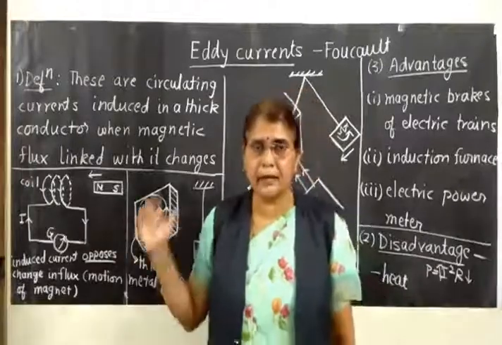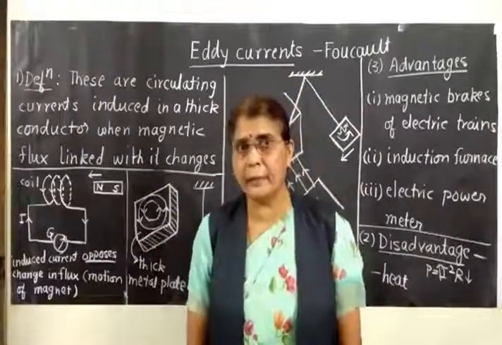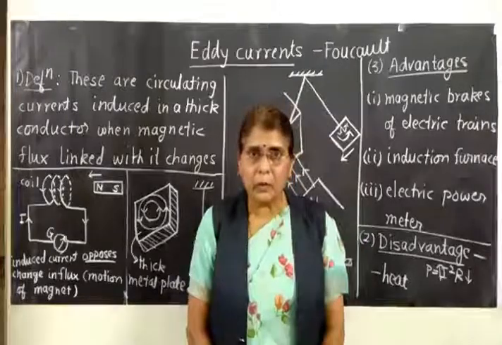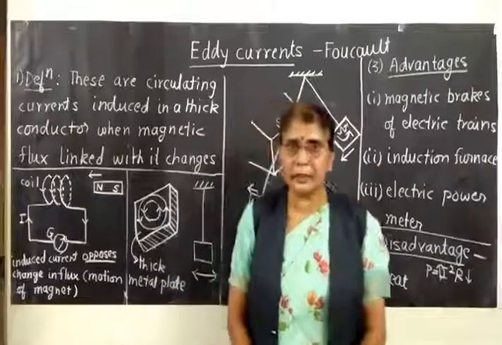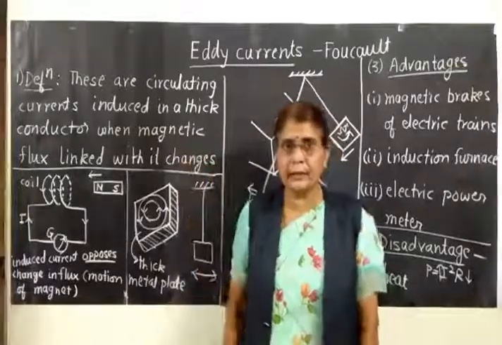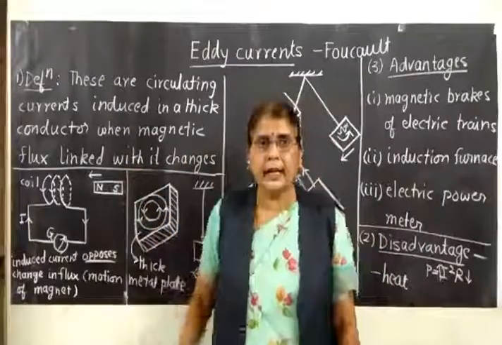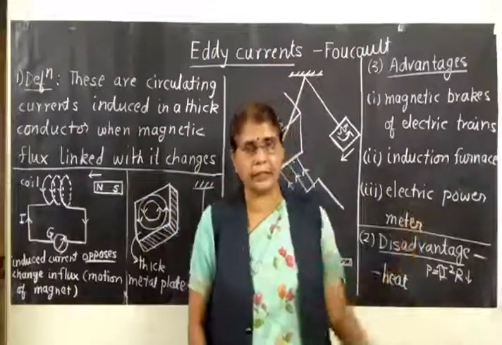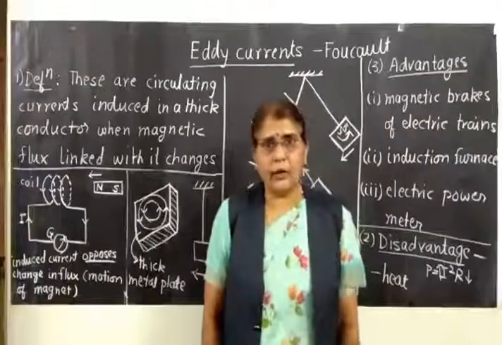So in today's session, what points have we covered? In the first part, we considered the motional EMF. That is, we defined motional EMF and derived an expression for it. And for eddy currents, we took 3 points: definition of eddy currents, disadvantages and advantages. So this is all for today's session.